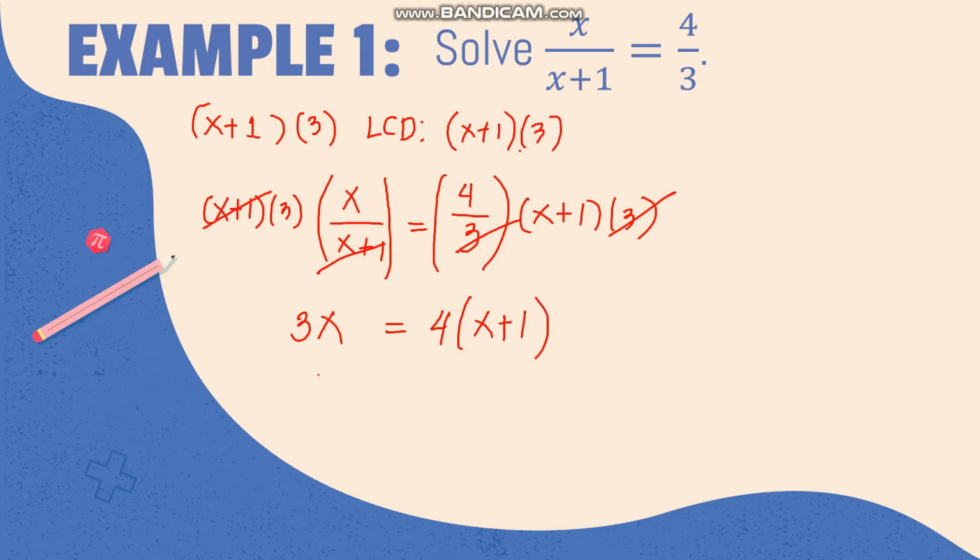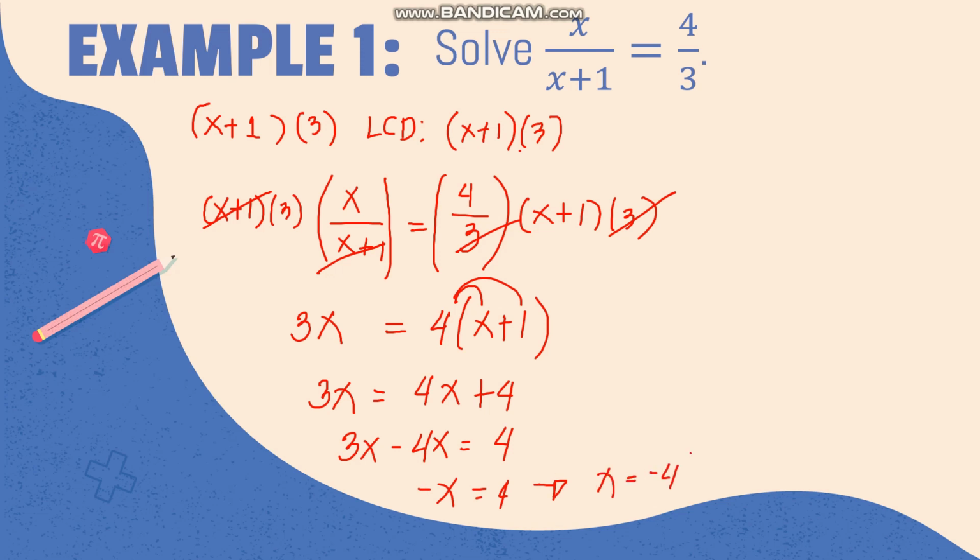And then all you have to do now is simplify. So 3x equals 4 times x plus 4. All you have to do is distribute, and then isolate all the terms with variable x on one side. So we have 3x minus 4x equals 4. Negative x equals 4, or this gives us x equals negative 4. So this is now the value of x, or the solution.